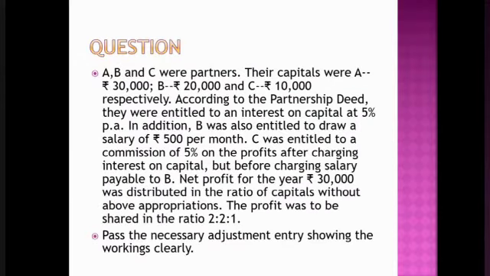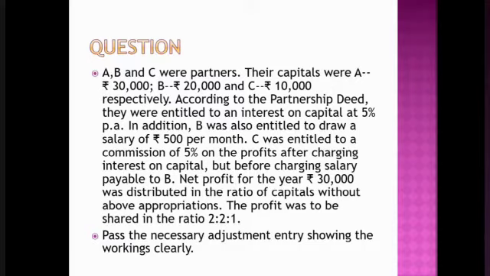Example: A, B and C were partners and their capitals are given as 30,000, 20,000 and 10,000. According to the deed, they were entitled to the following. That means the partnership deed provides interest on capital at 5% per annum. B was entitled to draw a salary. C was entitled to a commission of 5% on the profits after charging interest on capital. These lines you have to remember, but before charging the salary payable to B.